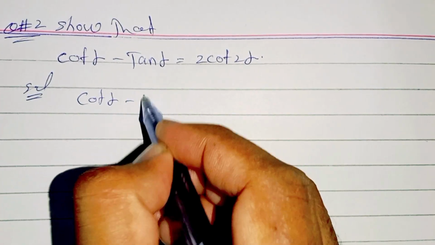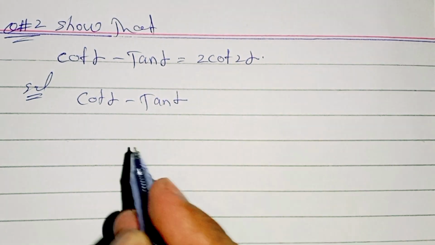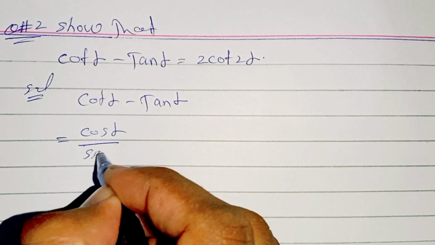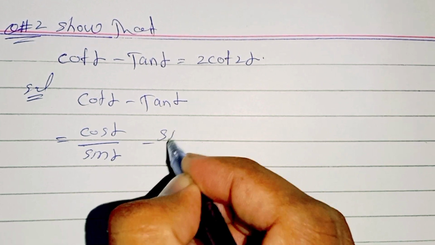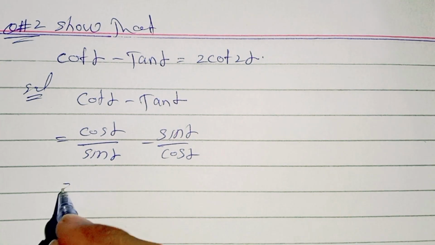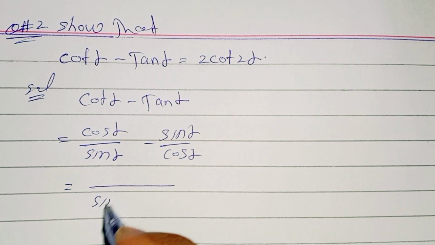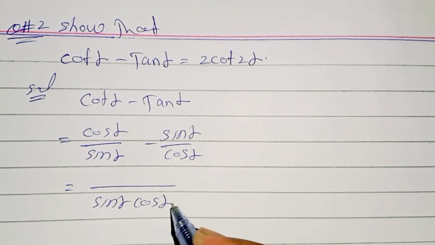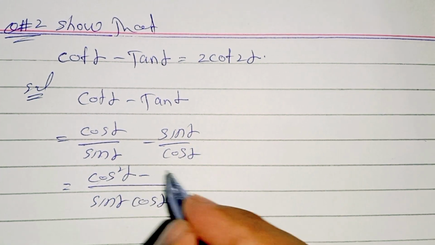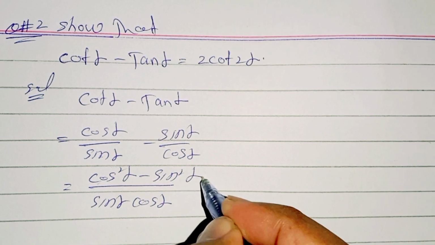Cot alpha minus tan alpha. It can be written as cos alpha over sin alpha minus sin alpha over cos alpha. Taking LCM, sin alpha cos alpha in the denominator, and in the numerator cos multiplied by cos square alpha minus sin multiplied by sin square alpha.